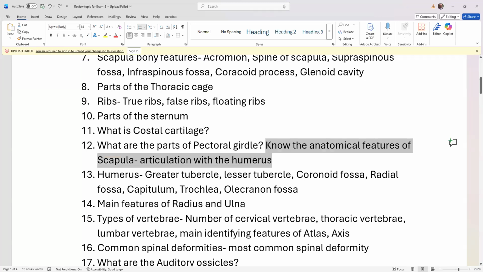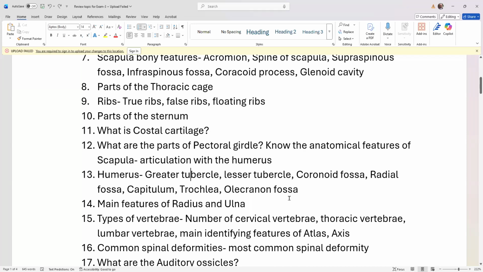Okay, so we have completed the pectoral girdle. Now we are going into the humerus. In the humerus, you should know the greater tubercle, lesser tubercle. What is a coronoid fossa, radial fossa, capitulum, trochlea, and olecranon fossa. These are the parts.